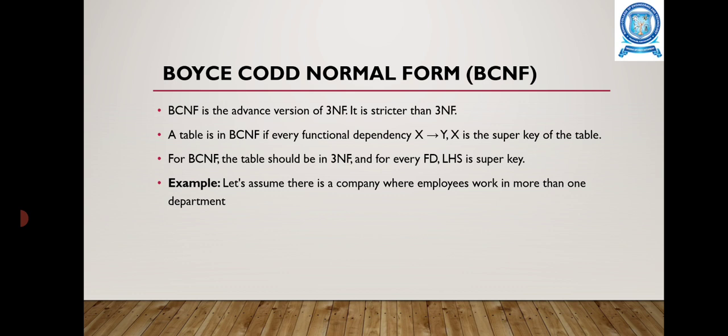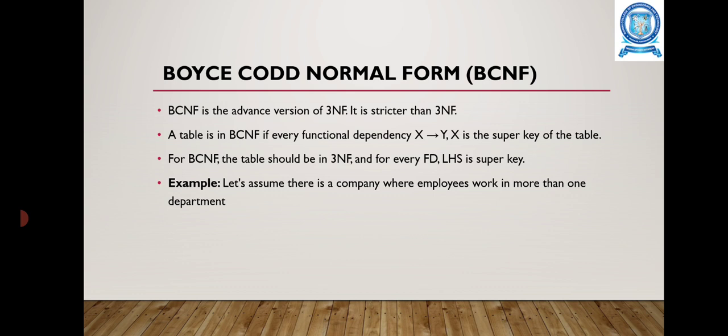A table is in Boyce-Codd normal form if for every functional dependency X to Y, X is a super key of the table. For Boyce-Codd normal form, the table should be in 3NF, that means third normal form, and for every functional dependency the LHS is a super key.